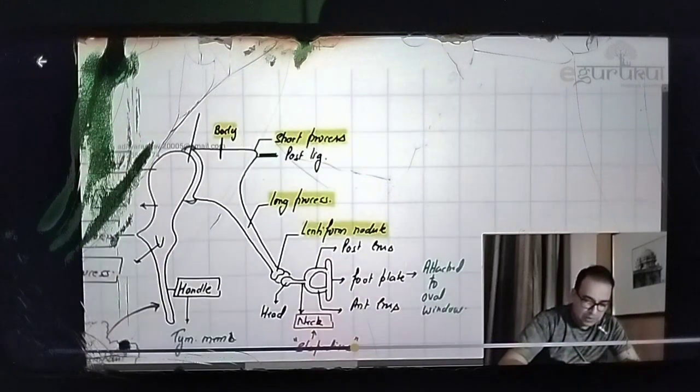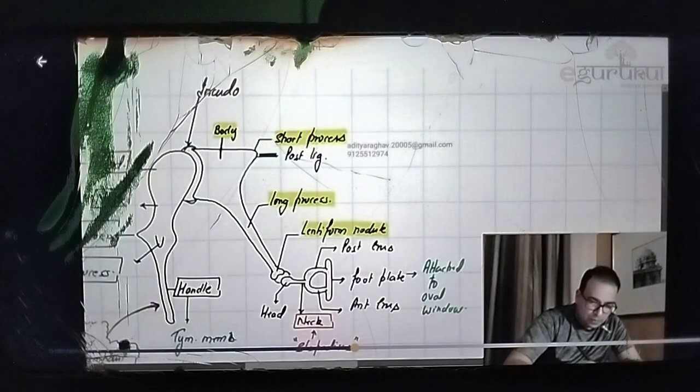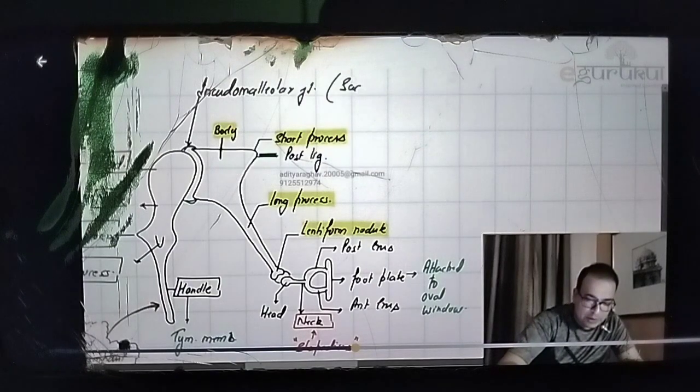Let me write that also here. This joint here is called the incudomalleolar joint, and this incudomalleolar joint is an example of a saddle joint. It's a type of synovial joint, a saddle joint.